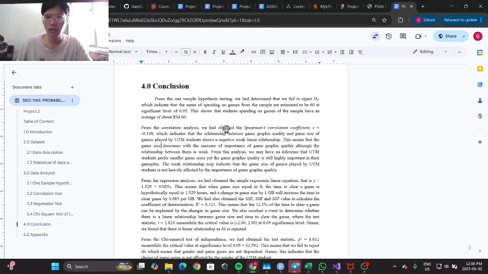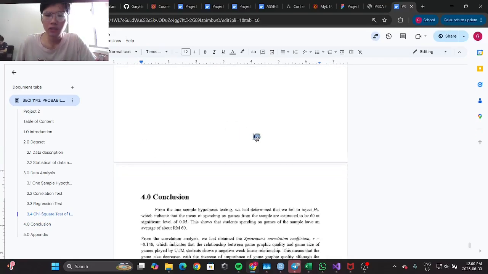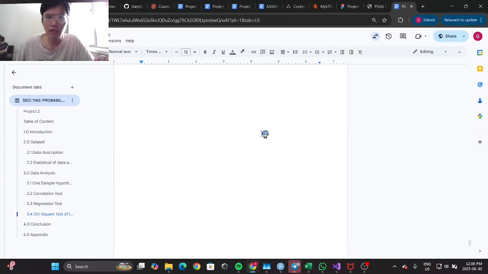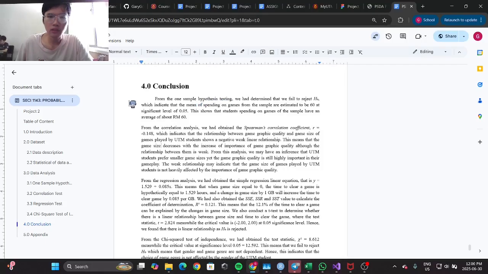After my friend has explained the four analyses, now we will be concluding our test for the project. From the one sample hypothesis testing, we determine that we fail to reject H0. We show that the mean spending on games is estimated to be 60, at a significance level of 0.05. This shows that spending on games by a UTM student is on average about 60 ringgit.